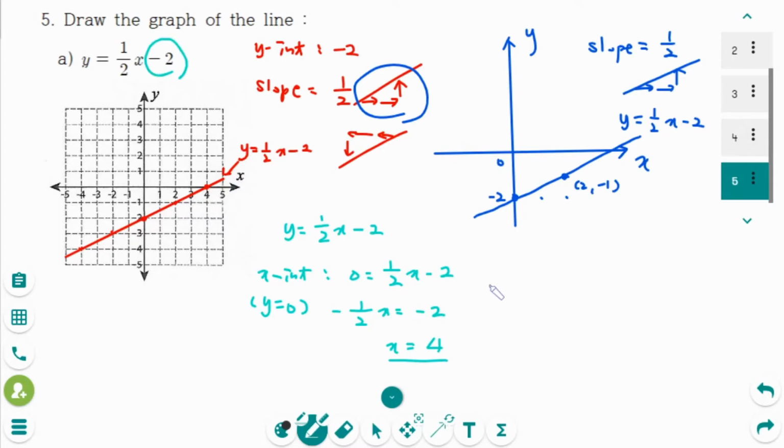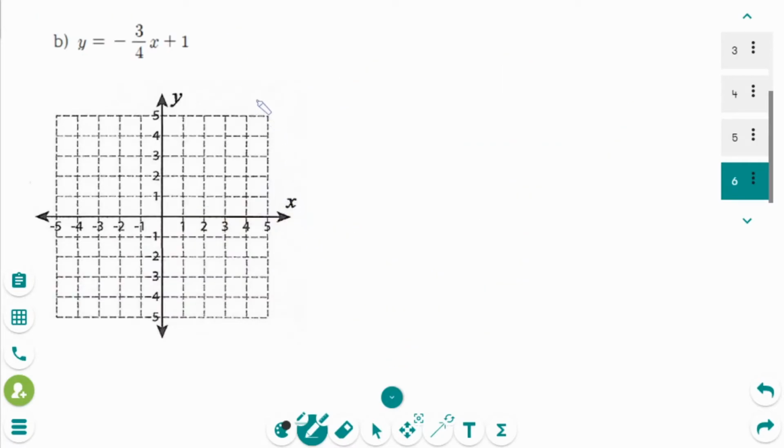So graph the axis. And x-intercept is 4 and y-intercept is minus 2. Then connect these 2 points like this. Then the graph is y equals 1 over 2x minus 2. So you can use anyways. Then this one is number B.